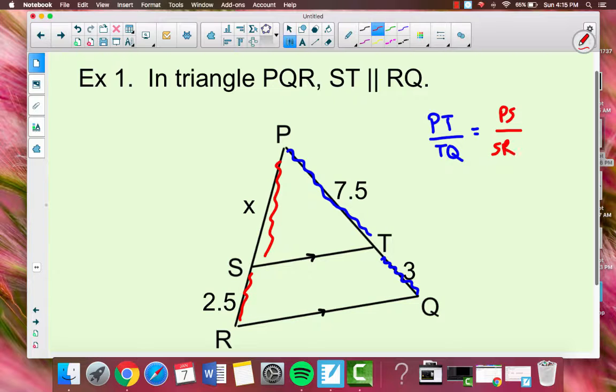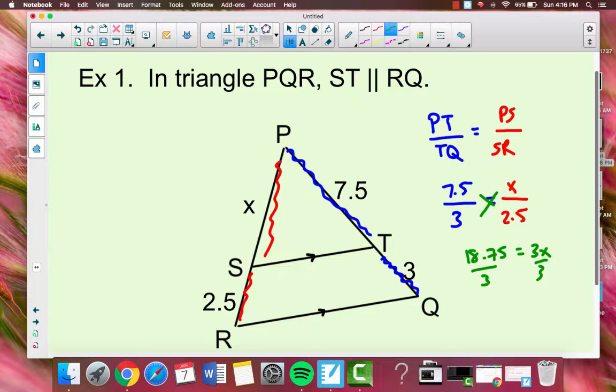And so all I have to do is just fill in my numbers. So PT was 7.5, and then TQ was 3. And then I do the same thing for the red side. So PS was x, and SR was 2.5. And now we have this nice proportion. All we have to do is go ahead and cross multiply. So if I multiply 7.5 times 2.5, we get 18.75, or 18 3/4, equals 3x. And then, of course, all we have to do is divide both sides by 3. And when we do that, we get x is 6.25.